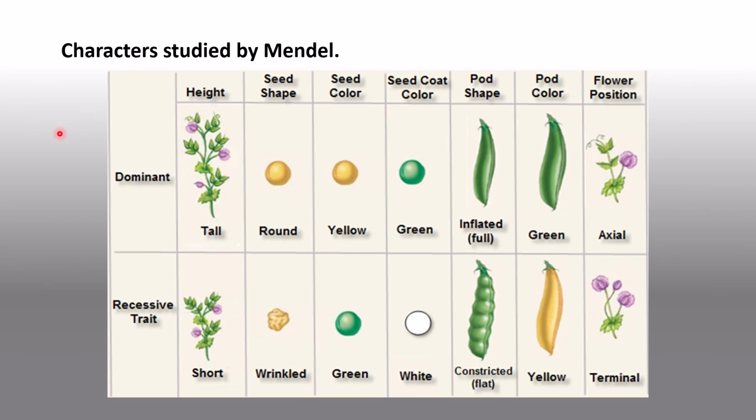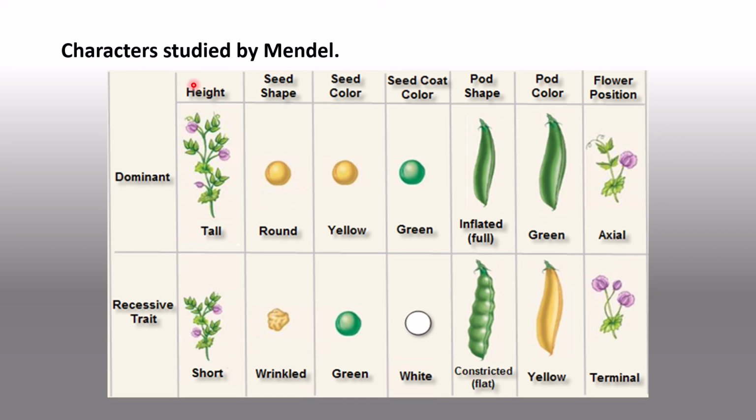Characters studied by Mendel. The characteristics of an organism, or a plant in this case, are described as characters, or also called traits. The characters studied by Mendel were qualitative traits, that is, traits that are easily classified into different phenotypic classes, like variations that can be visible. Mendel chose 7 different characters or 7 qualitative traits, and they are as follows.